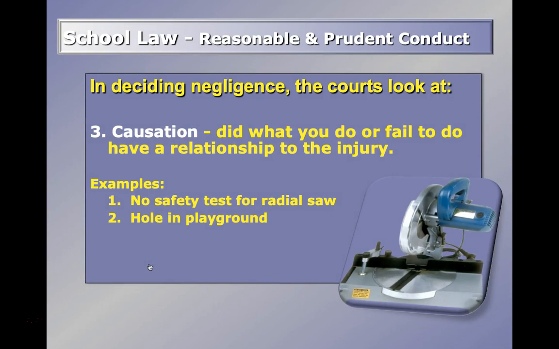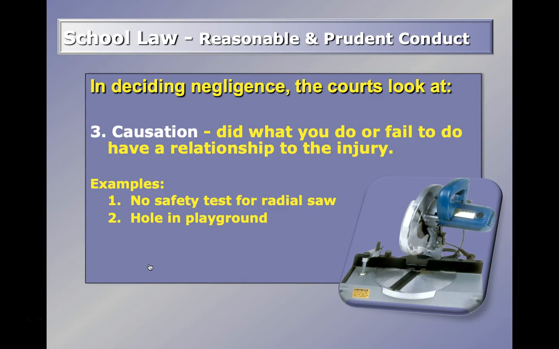Third thing they look at is causation. What did you do or fail to do that had a relationship to the injury? For example, if you don't give any kid a safety test on the use of the radial saw in an industrial arts class, or on how to use certain dangerous equipment like knives in a family consumer science class, and you don't have it documented, you may have a hard time defending yourself.